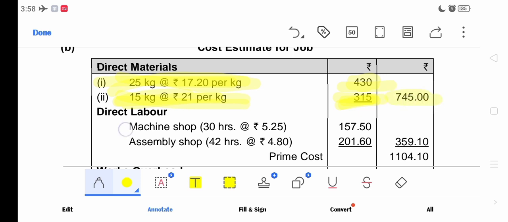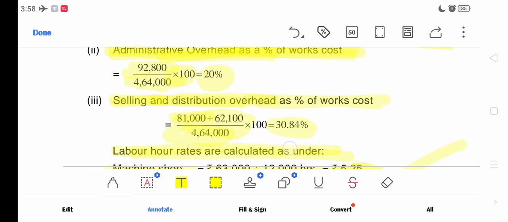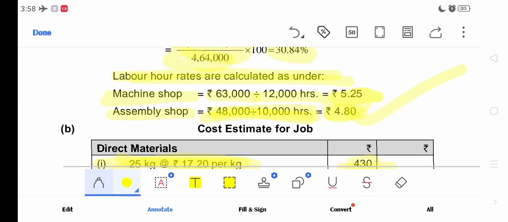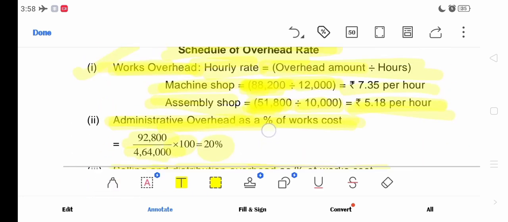And for labor there are two things, machine shop and assembly shop. They have given the hours but not the rate. So do we know the rate now? Yes, we just found it out. So 30 hours into 5.25. How? Here we have calculated. Labor hours, guys, this is different from here.